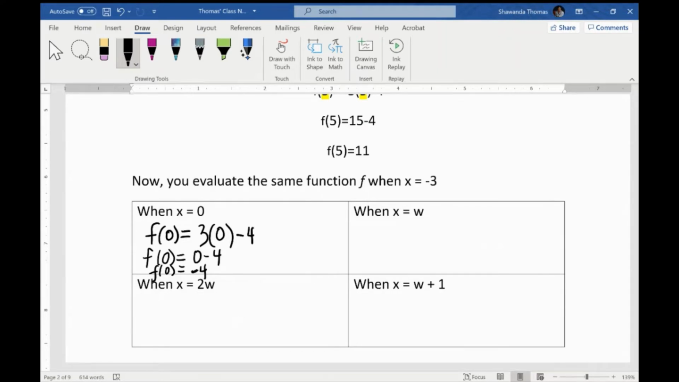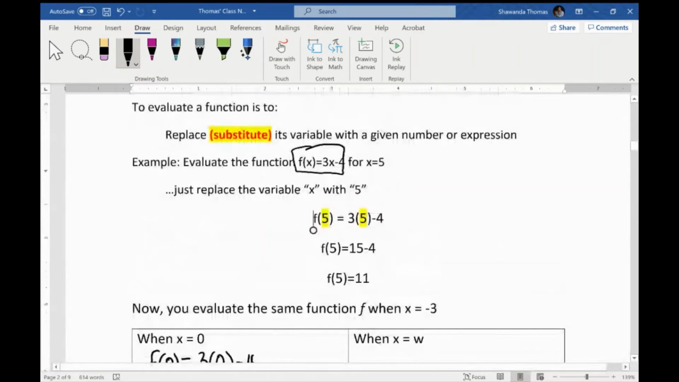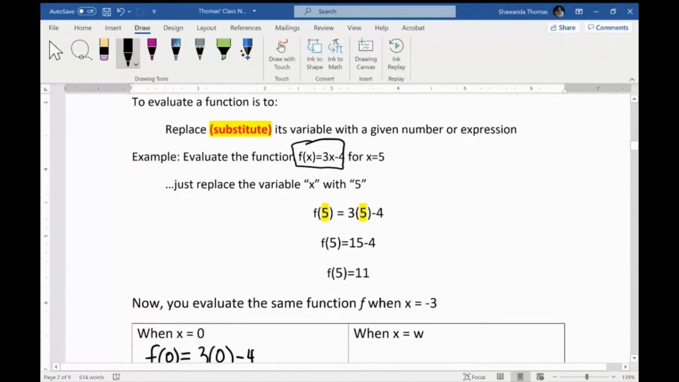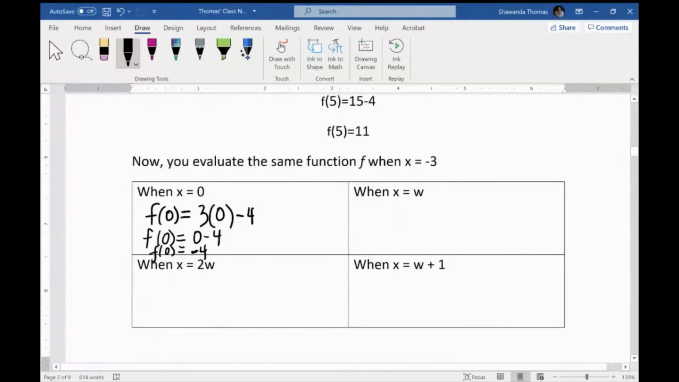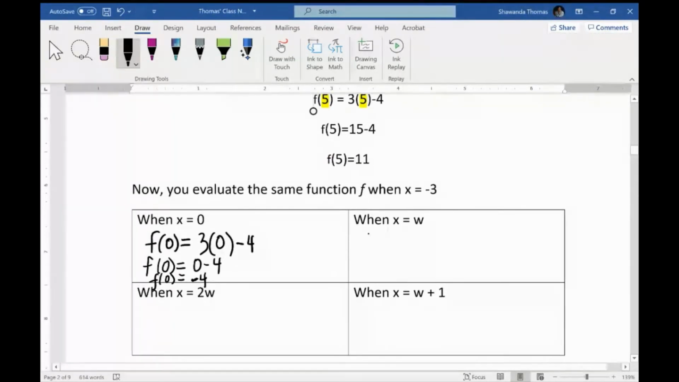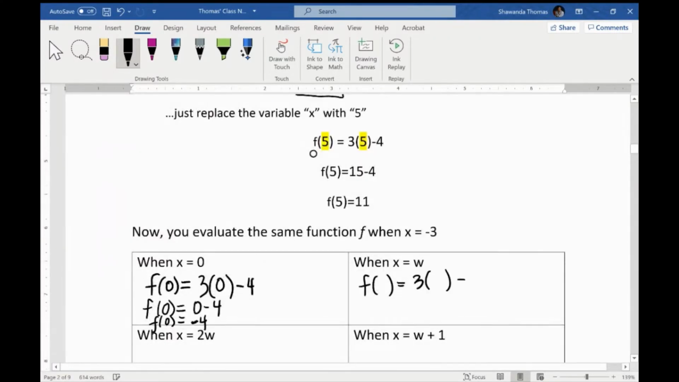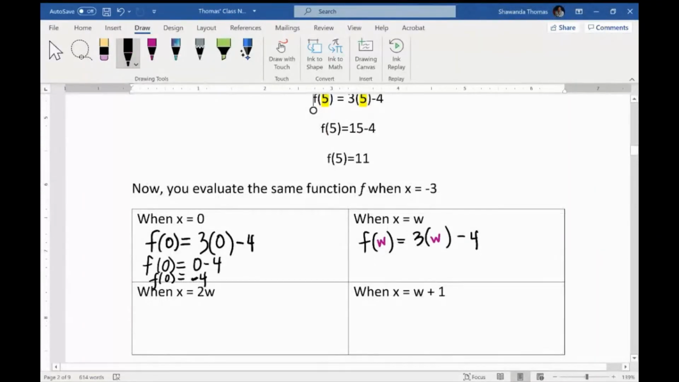We're still evaluating the function, which means we're just substituting its variable with a given number or expression. In this case, it's just one letter. So f, I'm going to go ahead and rewrite everything, but instead of numbers, we're just going to plug in w here. Can't really do any algebra here. It's just 3w minus 4.